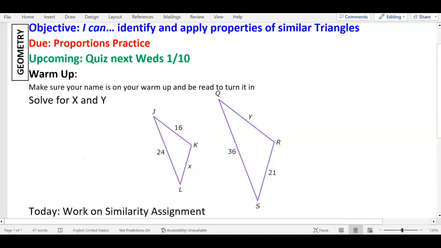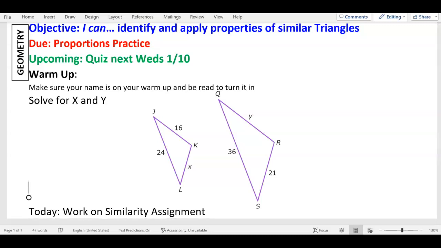All right, so your proportions practice from Wednesday has been due. Make sure you turn that in. We got it on Wednesday, 2 days ago, right? Headphones, please. We have a quiz next Wednesday over stuff we're learning, FYI.